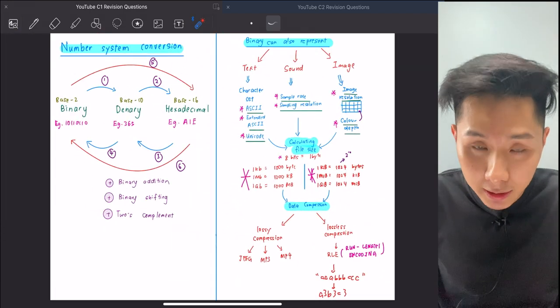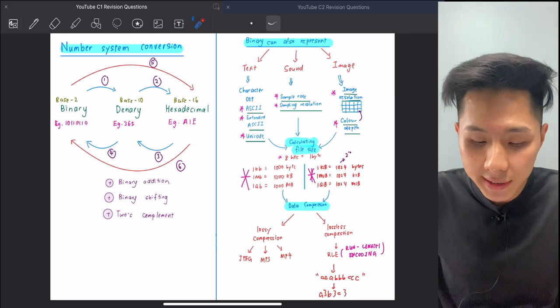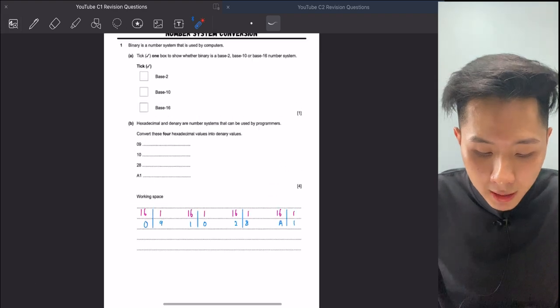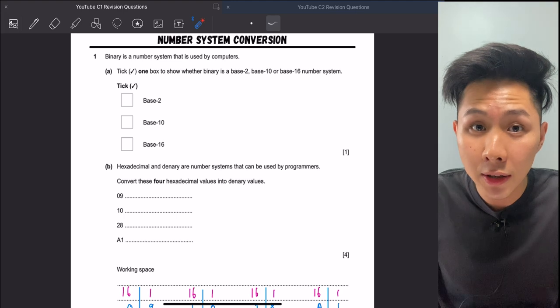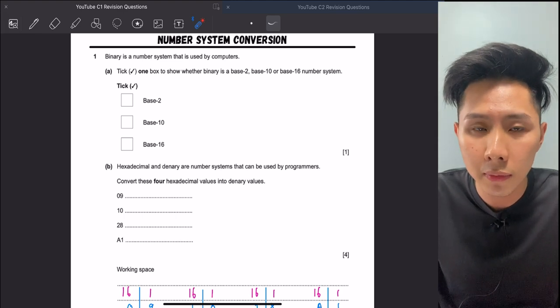So here is a mind map of chapter one. And for now, we'll proceed to working on all the past paper questions for all these topics. I just want to let you know that these questions are taken from all the IGCSE past exam papers from 2019 to 2022, if I'm not mistaken.